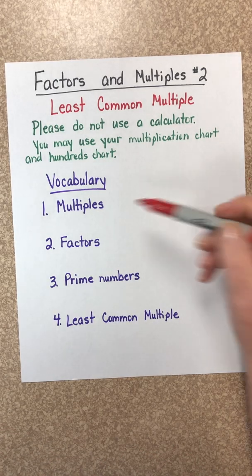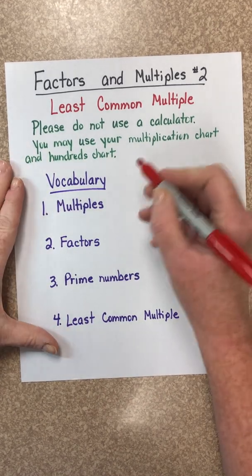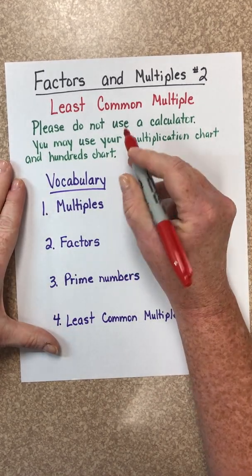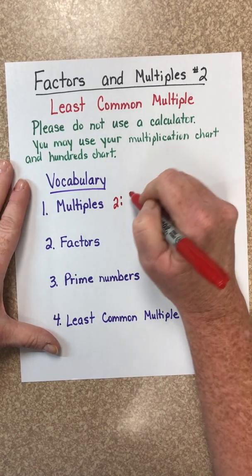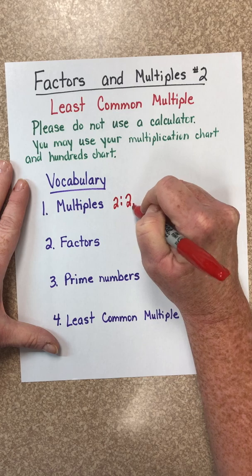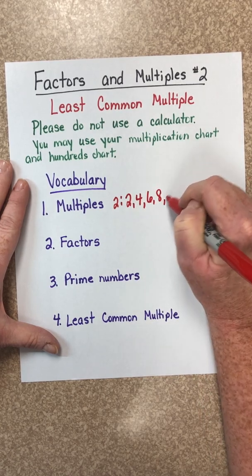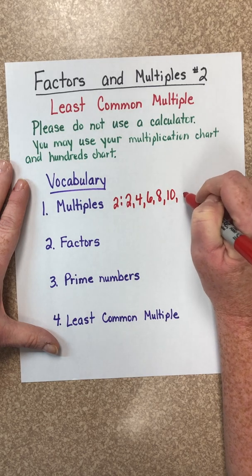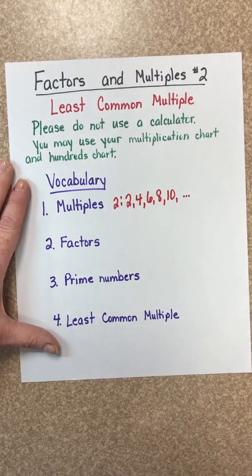Number 1, multiples. Well, multiples are, maybe examples would be easier. Let's say we want the multiples of 2. So the smallest multiple of 2 would be 2, then 4, 6, 8, 10, etc. And we're going to use the 3 dots to say that we could keep going.